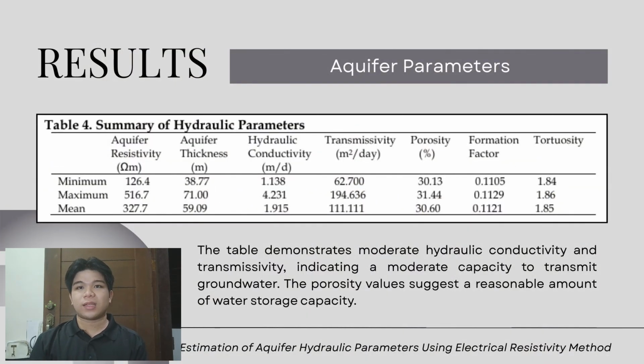This table shows that the aquifer in Damaturu area has varying characteristics, demonstrating moderate hydraulic conductivity and transmissivity, indicating a moderate capacity to transmit groundwater. The porosity values suggest a reasonable amount of water storage capacity.